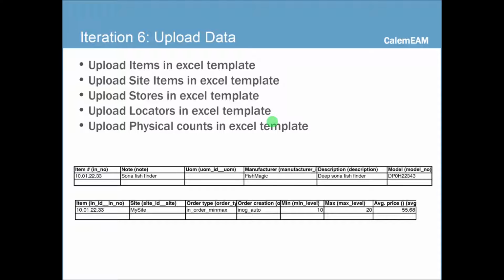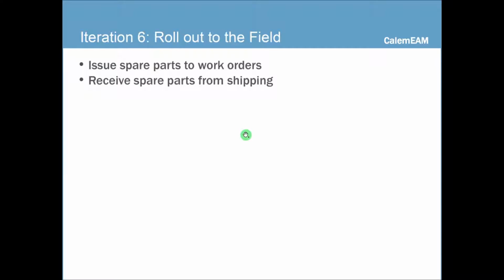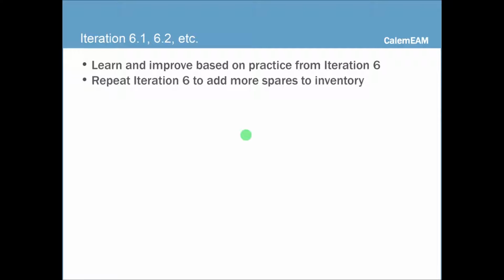Once you've learned the module, you can then prepare the data to upload the global items, upload the site items, stores, and locators, and then set a physical stock using Excel templates. And you can then roll the module out to the field for selective spare parts, and you can then issue spare parts to work orders, receive them from shipping. And you can then repeat this iteration to add more spare parts to the inventory module and to track them.